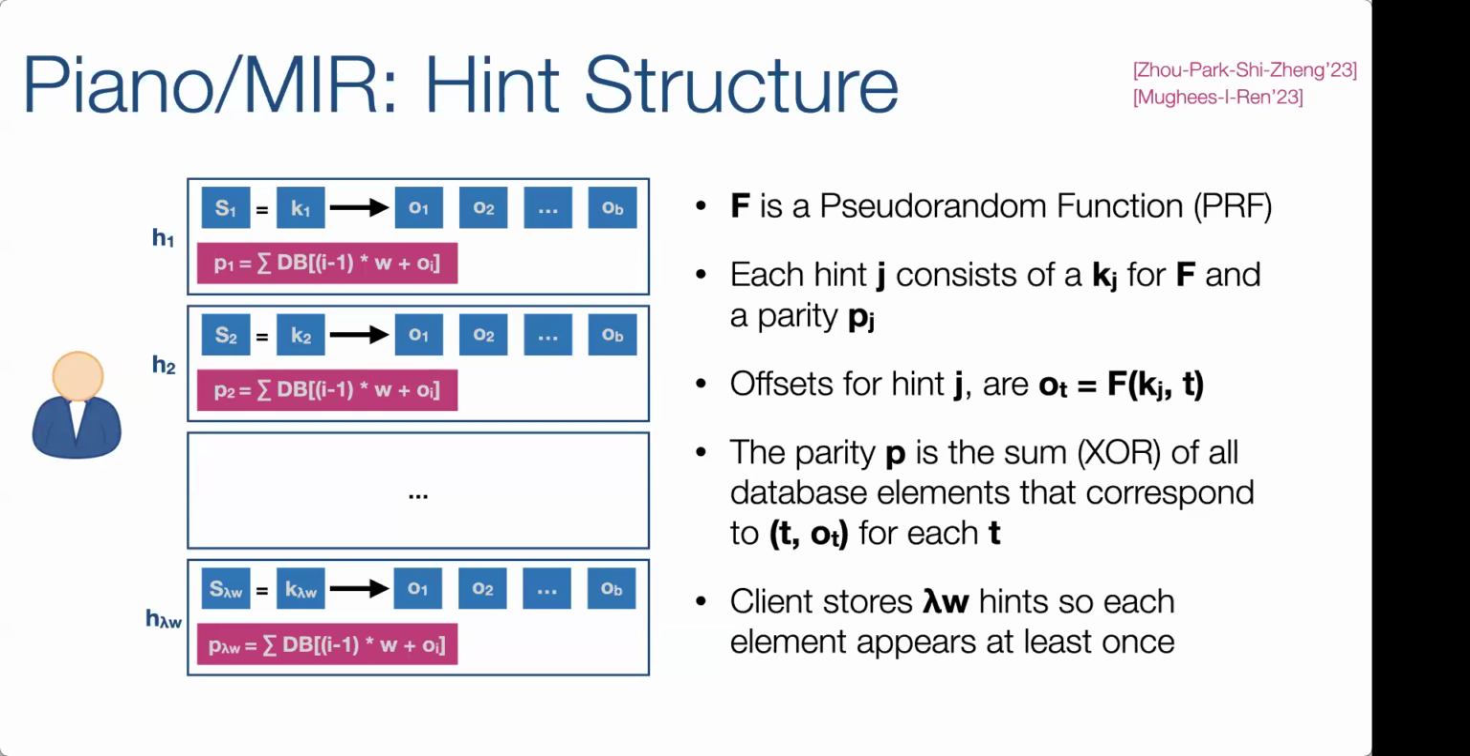Are the elements supposed to be bits or field elements or words, or does it matter? They can be bit strings. So yes, this will be an XOR. They could be field elements in general, I think. I don't think there's any issue with that, but they're just bit strings, so usually 0 and 1. Okay. And we have the client store lambda W of these, so it has to be proportional to the block width. That's so that every single element appears in at least one hint. And that's important so that we can query the elements.